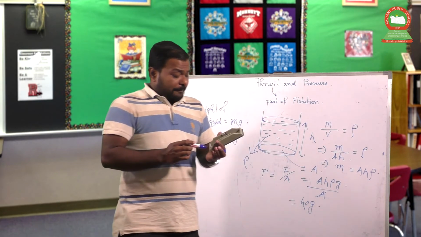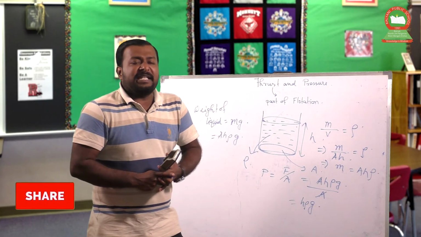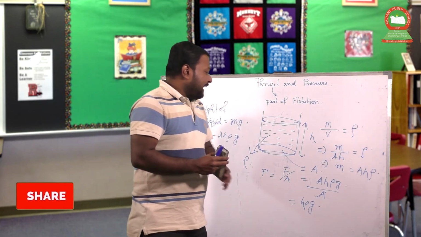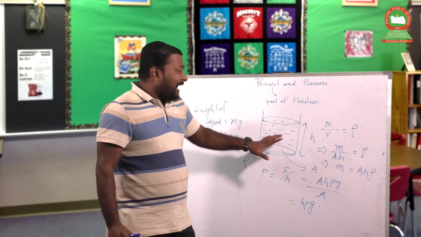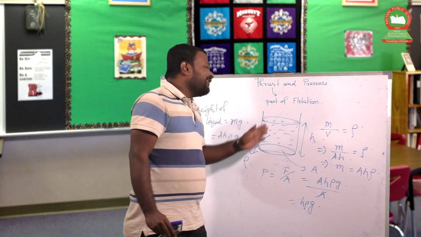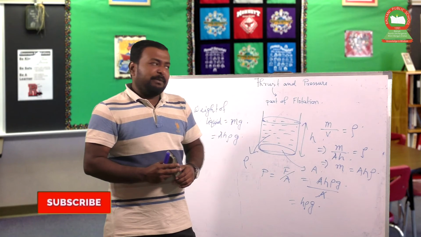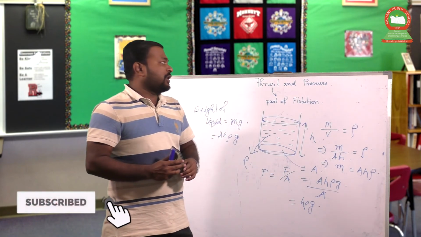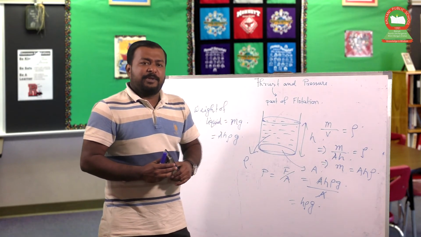There is an important principle given by the scientist Pascal, which states that a liquid column in a confined space gives pressure in all possible directions, and the pressure is the same amount. So this is a small portion called thrust and pressure. Thank you.